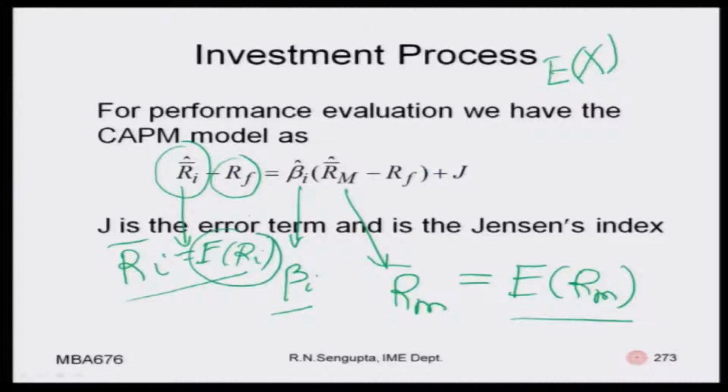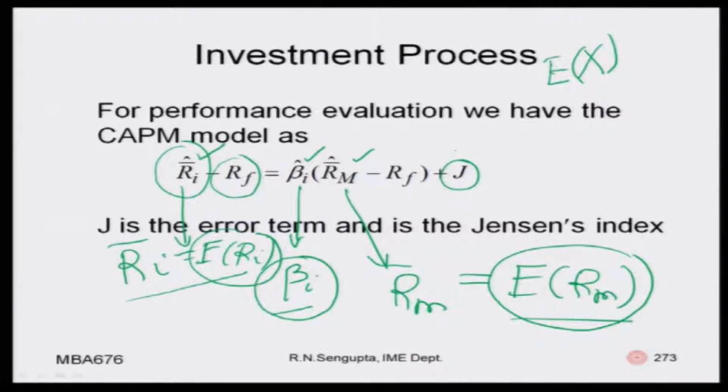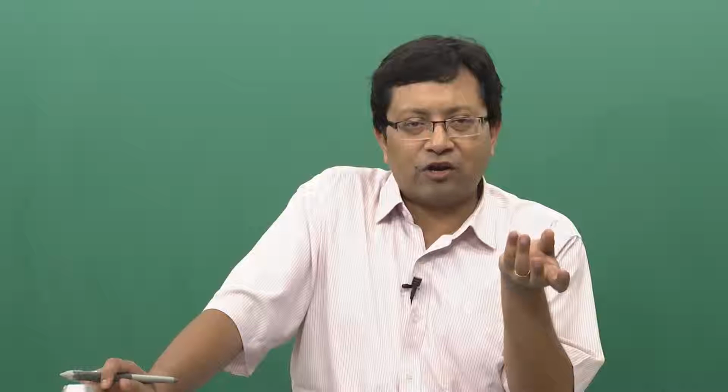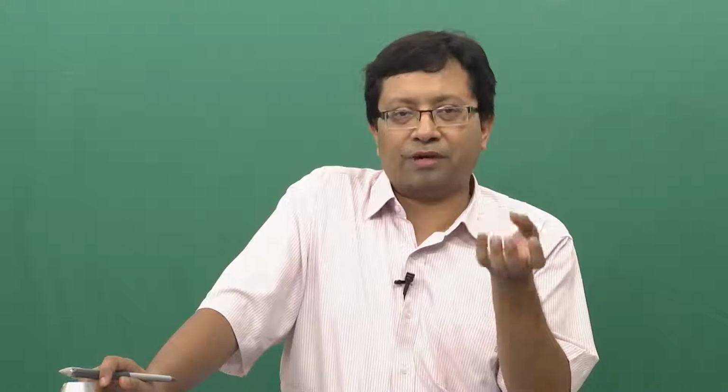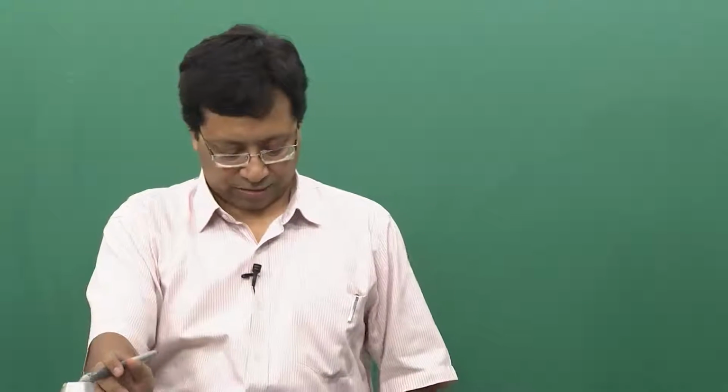But in the long run, if there is a certain difference between the expected value, or the actual value of beta I, and the sample beta I which you find out, or a difference between the expected value of the market and the sample average, obviously there would be some differences. Those differences we denote in the CAPM model as J, or the Jensen's index. The higher the value of J, the more the difference between the population average and the sample, which means the sample is not able to portray the exact value from the population. The lower the Jensen index, the more the sample average is able to mimic the actual population average to the maximum possible extent.